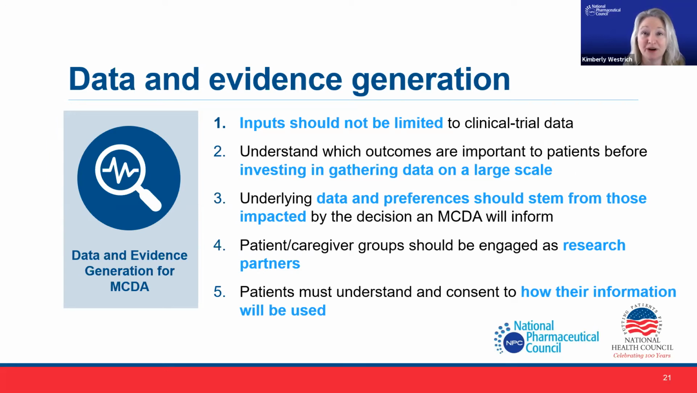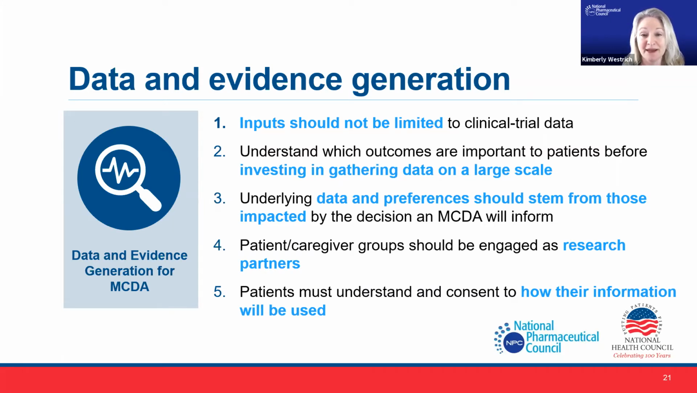Number 2, before investing in a large-scale data collection, talk to the patients, understand which outcomes are most important. So often we're collecting the so-called wrong data because we haven't started with the patients and understood which data are the most important data to collect. Number 3, those data and preferences should be stemming from the people who are going to be impacted by the decision that an MCDA process is going to inform. So that's the patients that are going to be impacted, perhaps the caregivers that are going to be impacted.